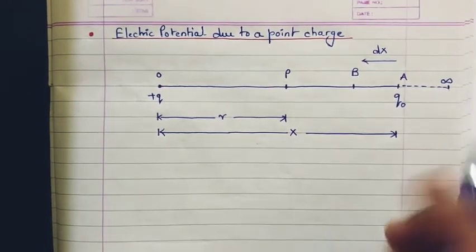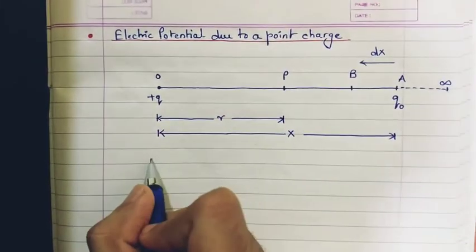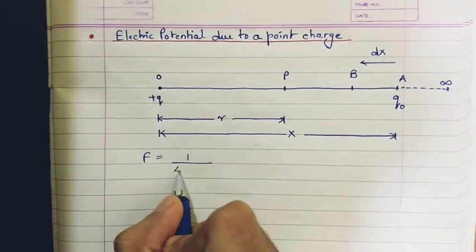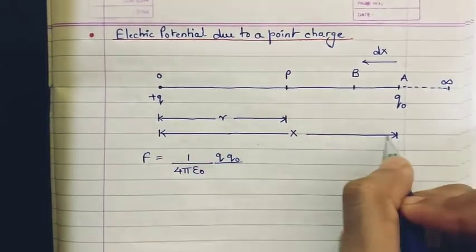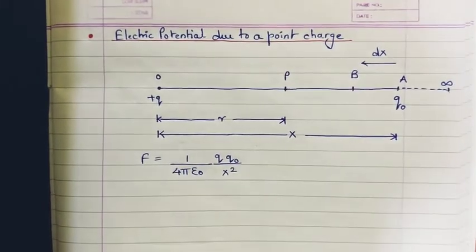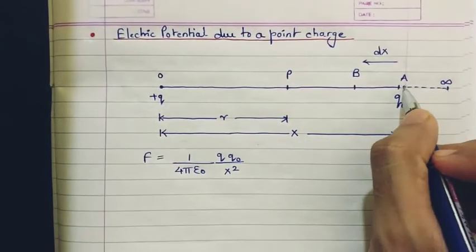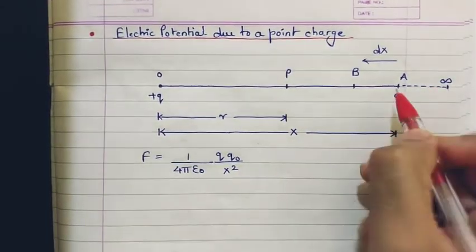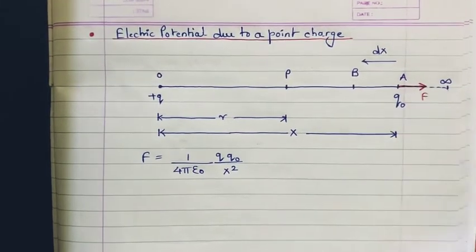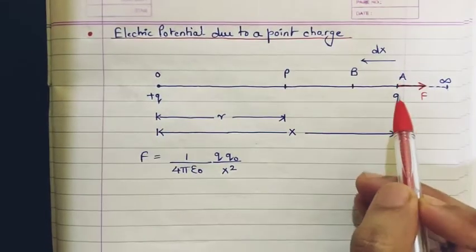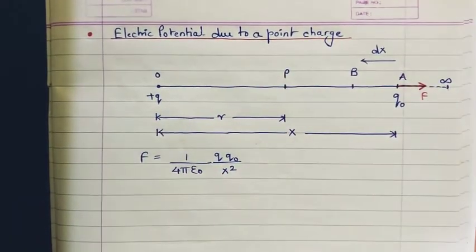So by Coulomb's law, the electrostatic force acting on the charge Q naught due to this plus Q is going to be what? So the force is going to be 1 upon 4 pi epsilon naught, Q into Q naught divided by the distance between them squared. That is going to be x square. And what is going to be the direction? Since both are positively charged, the direction is going to be outwards. That is, it is going to be a repulsive force. Correct? The force direction is going to be something like this, because both are positive. So the force acting on Q naught is going to be a repulsive force. So it will go away from the source charge.